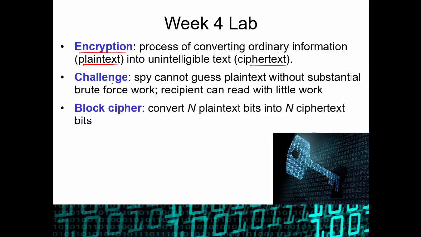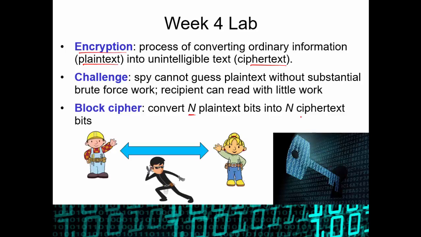What we're going to be doing is a particular type of cipher, called a block cipher. What a block cipher does is it converts n plain text bits into n ciphertext bits. So essentially, if you've got 245 bits going in, you're going to have 245 bits coming out. There are other types of ciphers, and in fact, block ciphers are a little easier to break than non-block ones, but that's beyond what we need to worry about here.